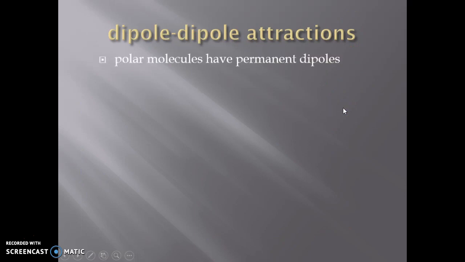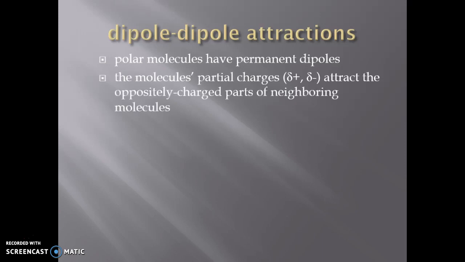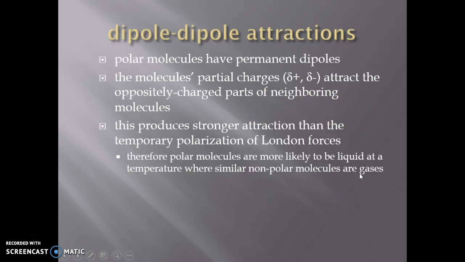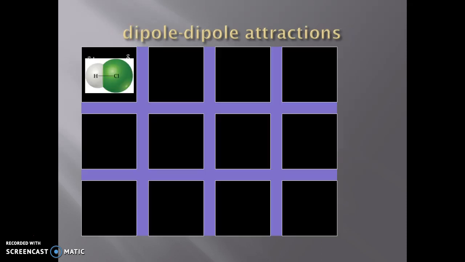Dipole-dipole attractions are what happens between polar molecules. So you've got permanent dipoles, so really what you're doing is it's like little magnets being attracted to each other. You have the plus end of one molecule being attracted to the negative end of the other. So you get a much stronger attraction than those temporary polarizations in London forces. So under the same conditions, a polar molecule is going to be a liquid, whereas a nonpolar molecule might be a gas. Or a polar molecule will be a solid, where a nonpolar molecule would only be a liquid.